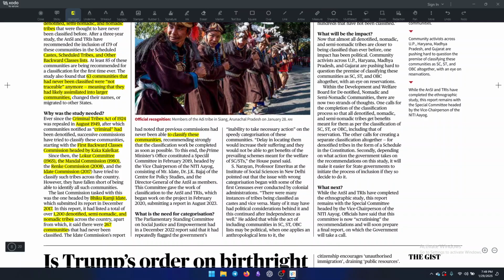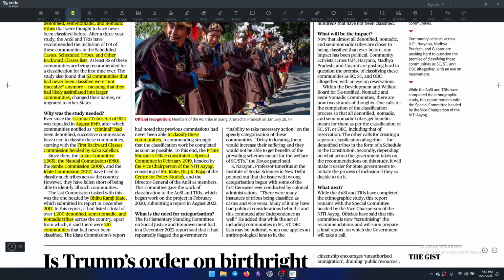To this end, the Prime Minister's office constituted a special committee in February 2019, headed by the Vice Chairperson of the Niti Aayog, consisting of Mr. Idate, Dr. J.K. Bajaj of the Center of Policy Institute Studies, and the Director General of ANSI as members. This committee gave the work of classification to the ANSI and TRIs, which began work on the project in February 2020, submitting a report in August 2023.